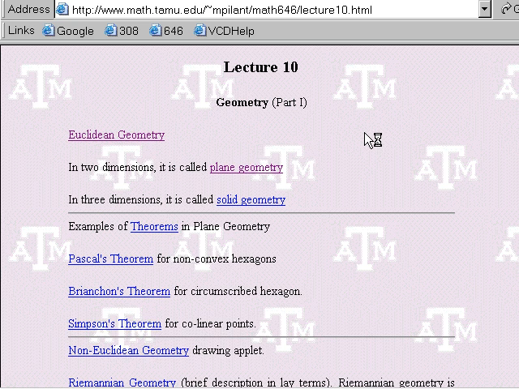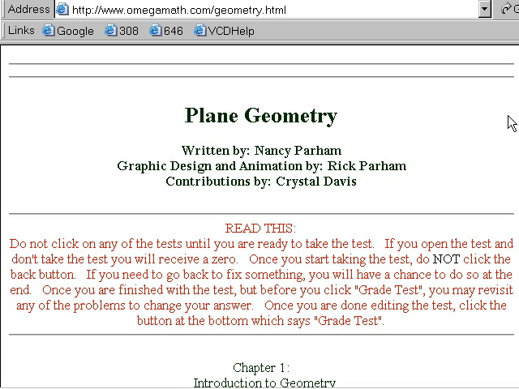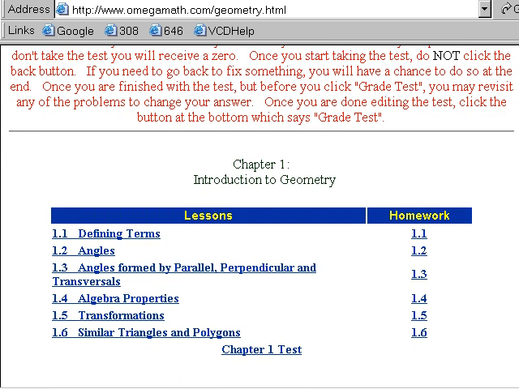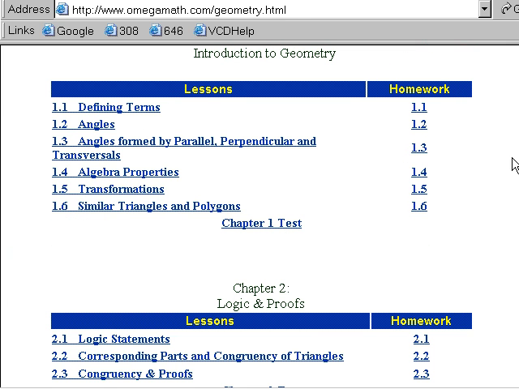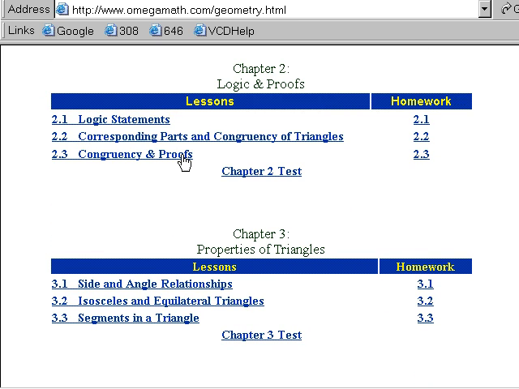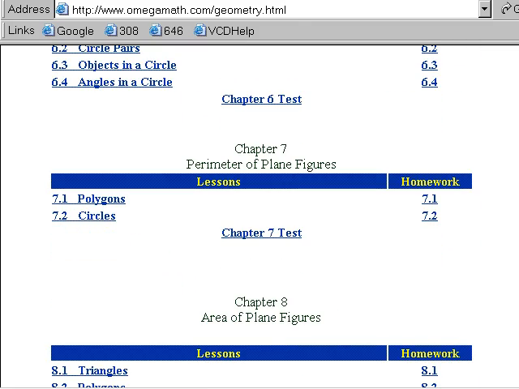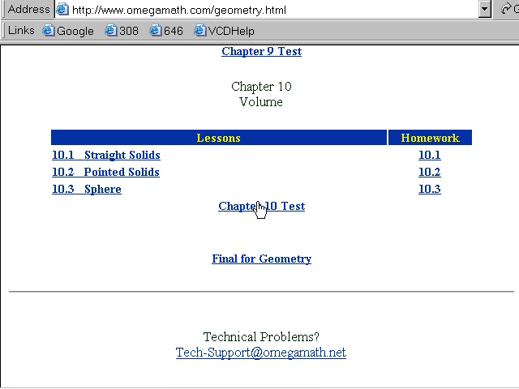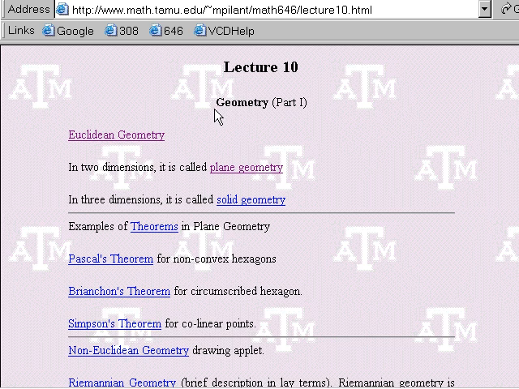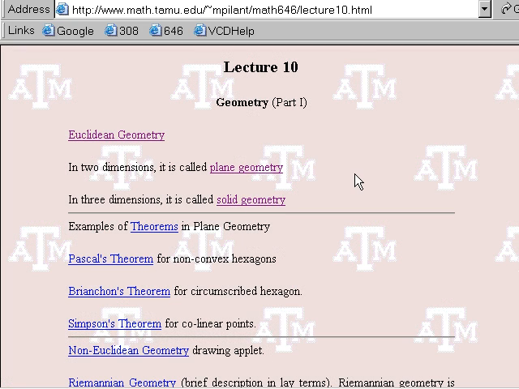Now, in 2 dimensions, Euclidean geometry was called plane geometry, and there's a link here that just defines plane geometry. Let's see, I believe I found this link. Yeah, this is actually an online course in plane geometry. So you can go through angles, similar triangles, polygons, congruency and proofs, all the way down through circles, polyhedrons, solids, spheres, and then there's a final exam here, and there's a test. So this is a nice little website. I haven't looked through the different things, but you can take a whole course on the web in plane geometry.